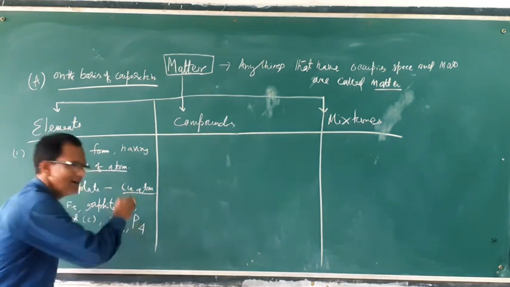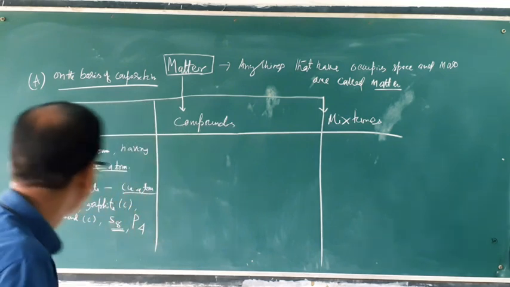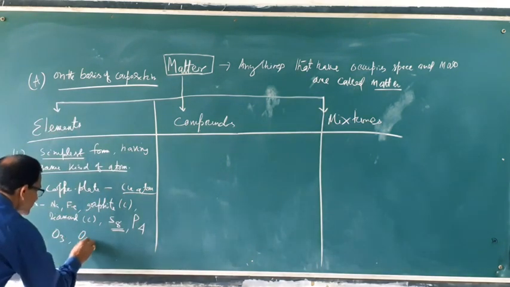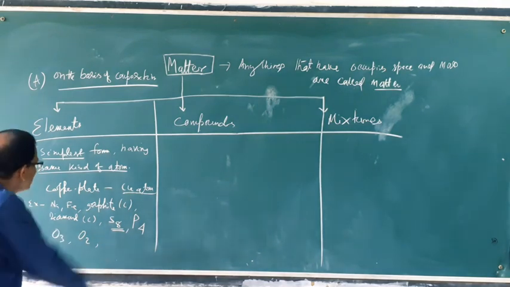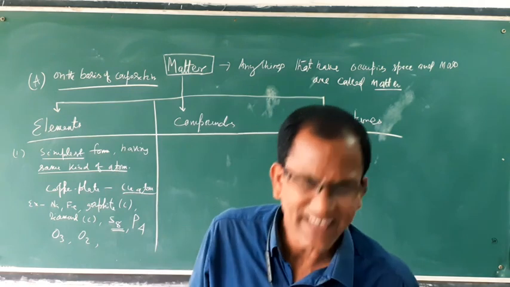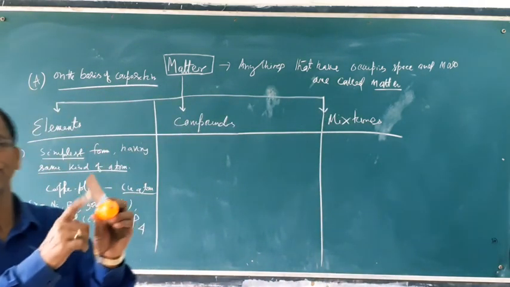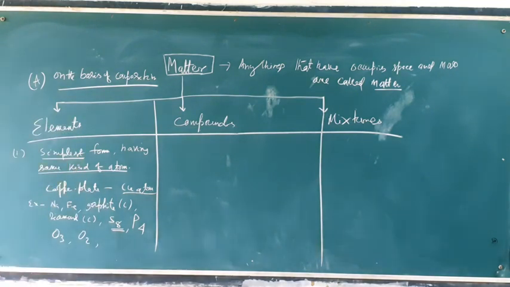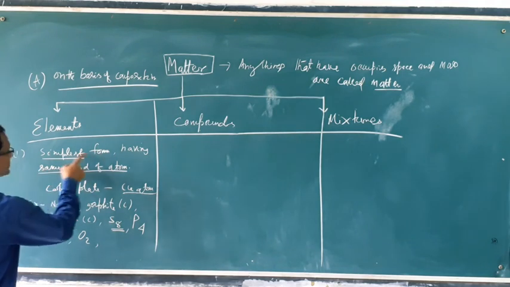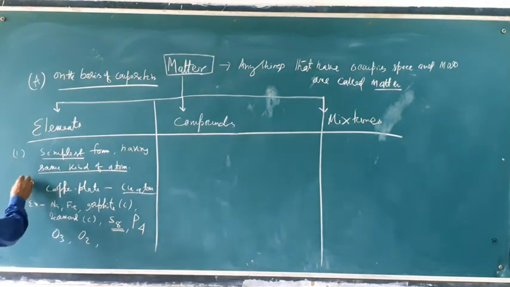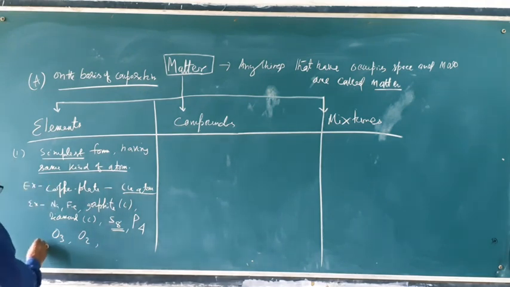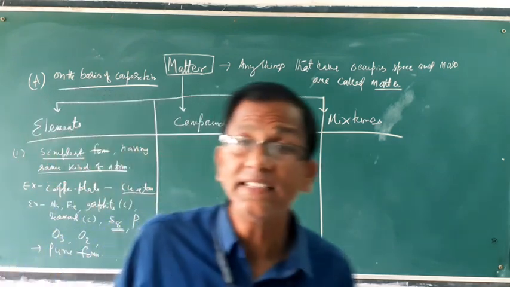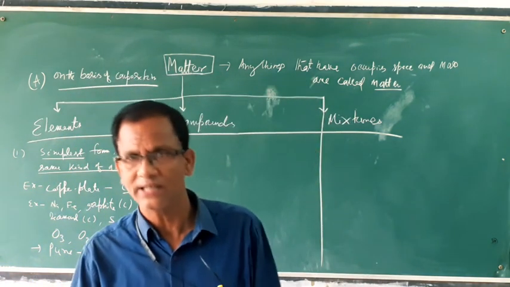Phosphorus is also an element because it is made of only phosphorus. Ozone gas is made of oxygen atoms. Oxygen molecule, oxygen gas, is made of oxygen atoms. So element means it consists of the same type of atoms. That's why it is called an element. And it is also pure form. Pure means no different things are mixed. That's why it's pure.